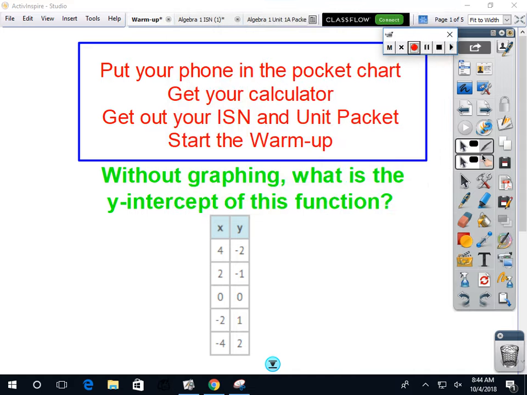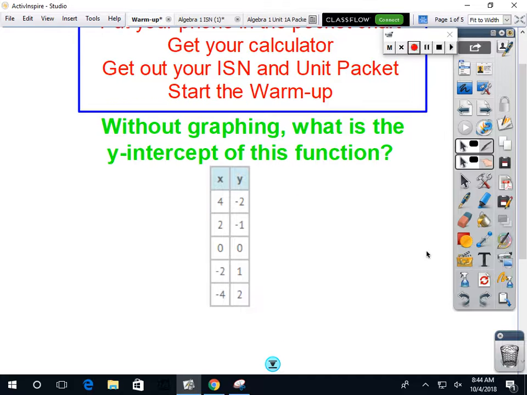Okay, without graphing, what is the y-intercept of this function? So they gave you a table of values, x values and y values. Can anybody identify the y-intercept from the table? What is the definition of a y-intercept?